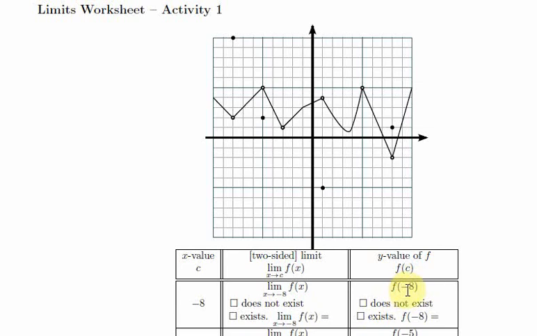And then what about f of -8? That requires revealing what our ribbon is hiding. Here we actually get to look, and that's this point right there. I believe the y coordinate there is 10. So we'll check "exists," and f of -8 is equal to 10.